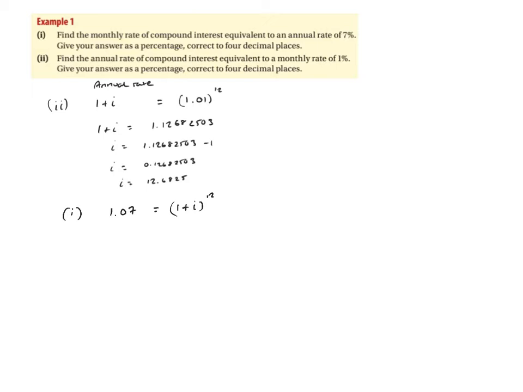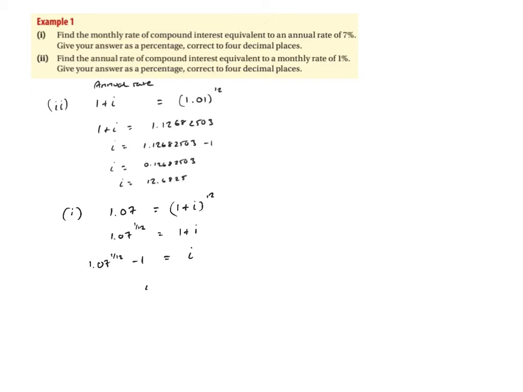Okay, so we're going to be solving this now. The next thing we need to do is take the 12th root of 1.07, so 1.07 to the power of 1/12 is equal to 1 plus i. You can work that out in your calculator, or you can just rearrange it. If I rearrange this slightly, i is going to be equal to 1.07 to the power of 1/12 minus 1. Stick that in your calculator.